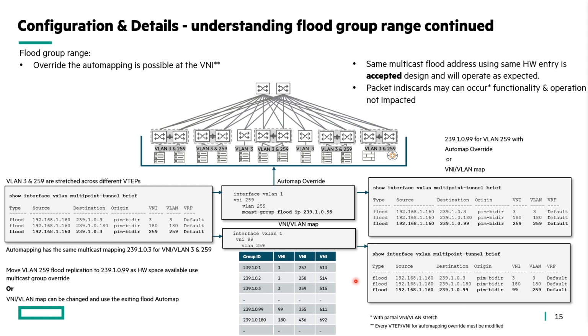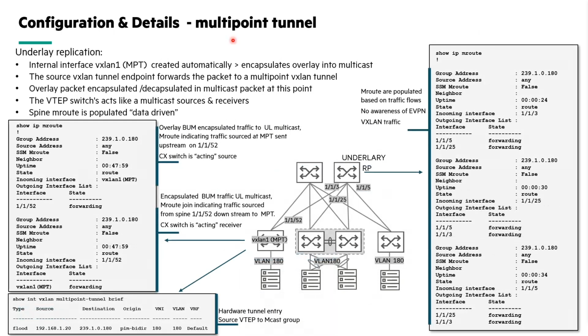For correct operation, all auto mapping and overrides must be consistent across the whole of the fabric. Now let's look into further detail around underlay replication and multipoint tunnels. So we now have a new interface called a multipoint tunnel, which is created automatically when you enable underlay replication.